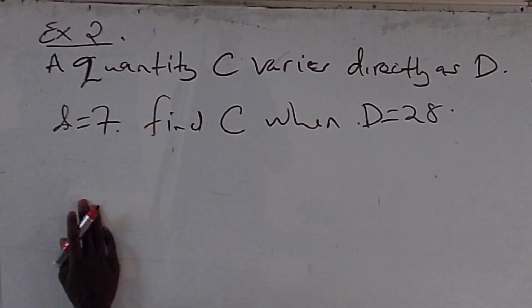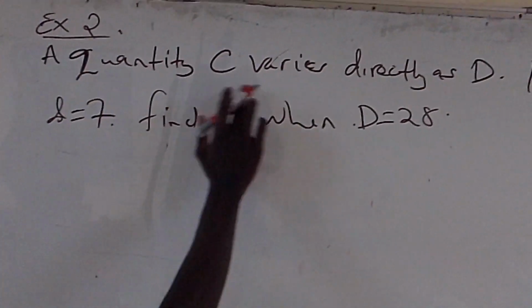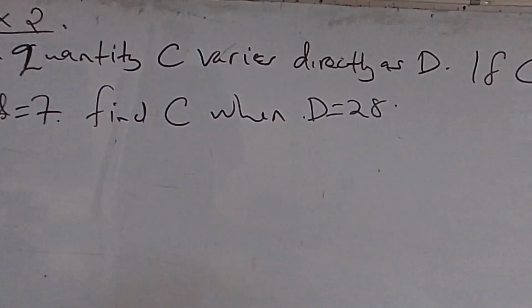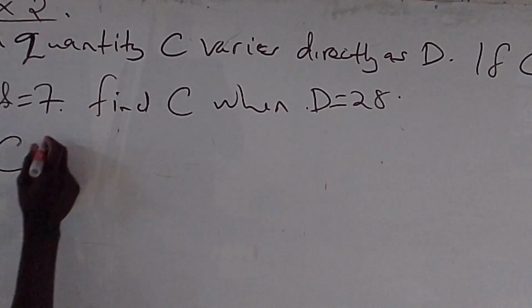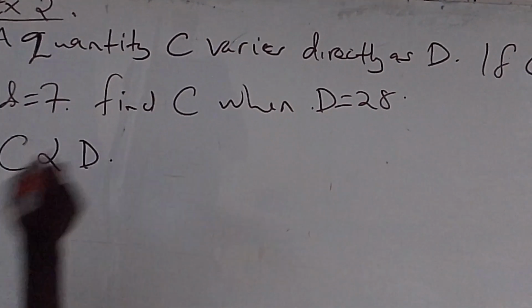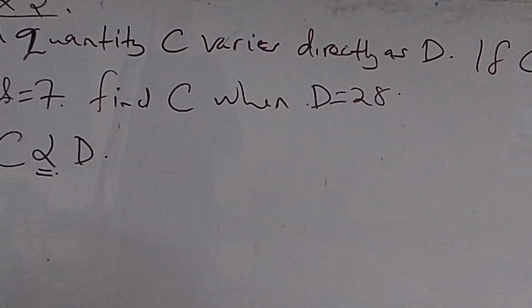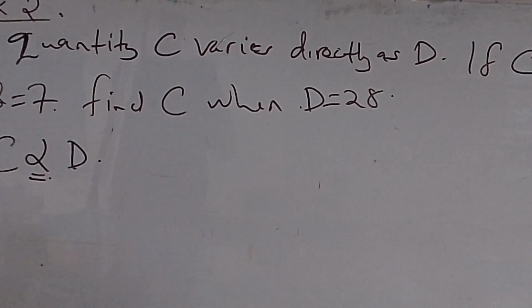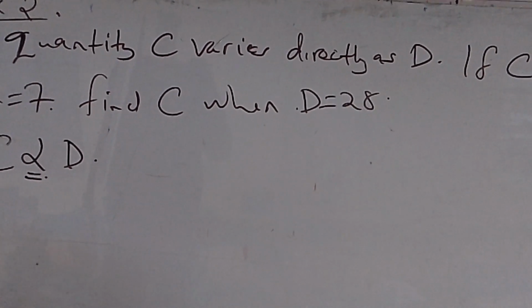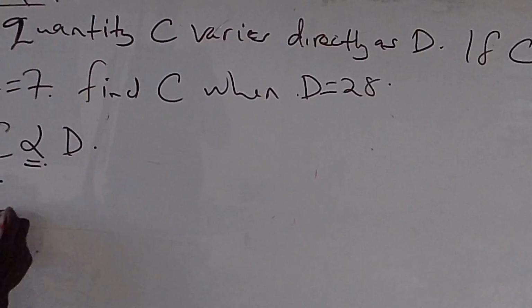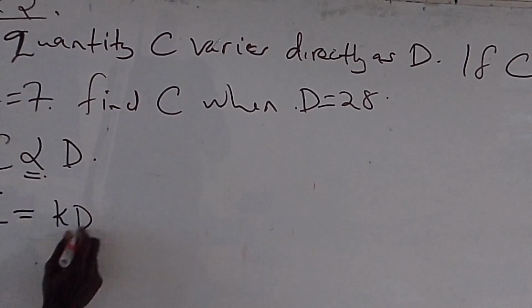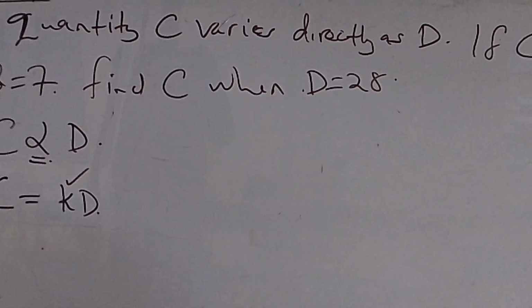So let's look at example 2. A quantity C varies directly as D. You must use the sign of proportionality before introducing an equal sign. Then when you introduce the equal sign, you introduce a constant. So C is equal to, say, KD. Then K is the constant of proportionality.